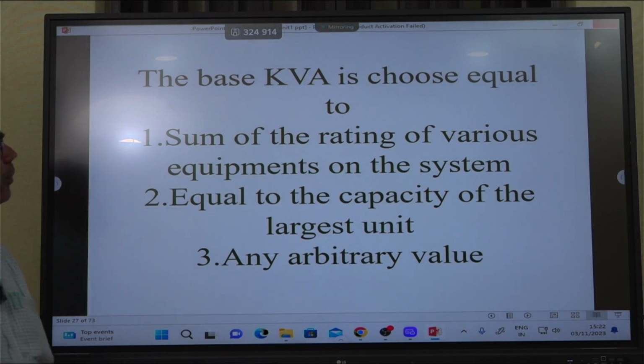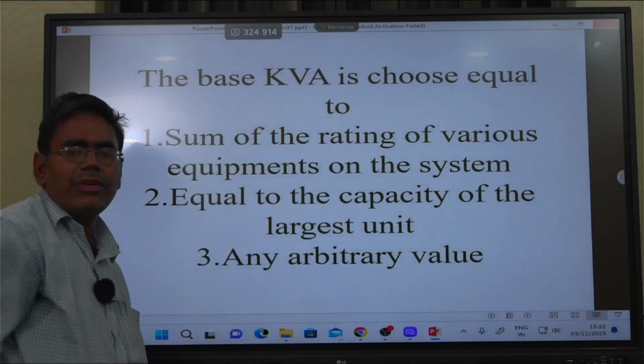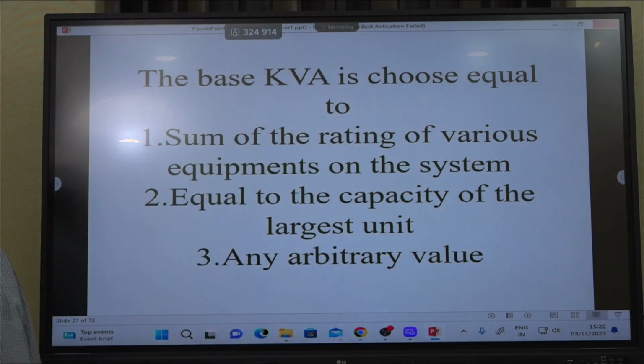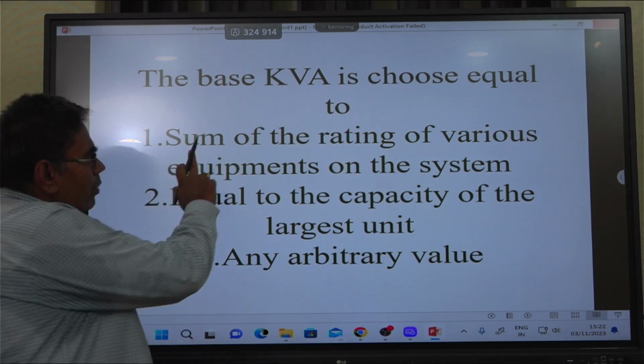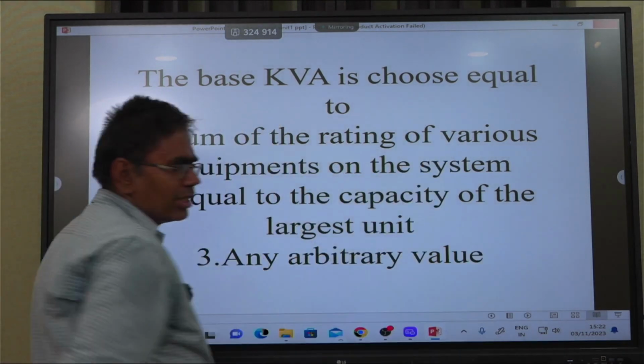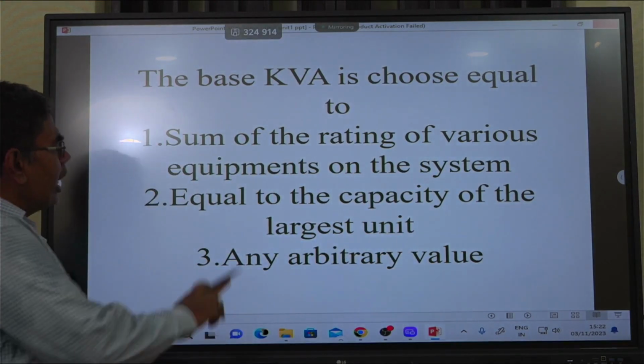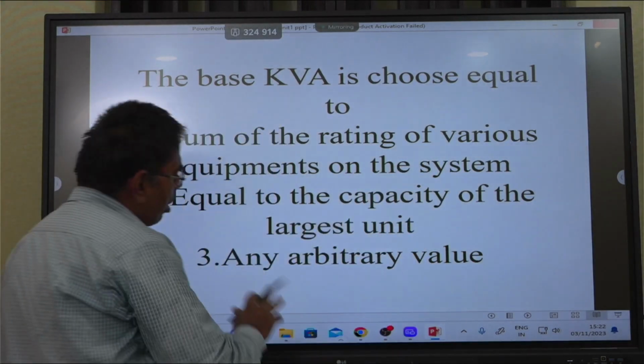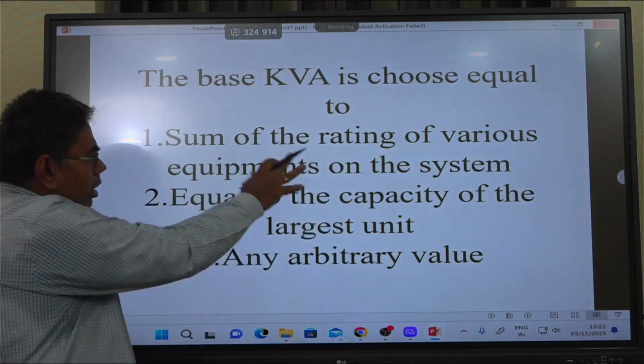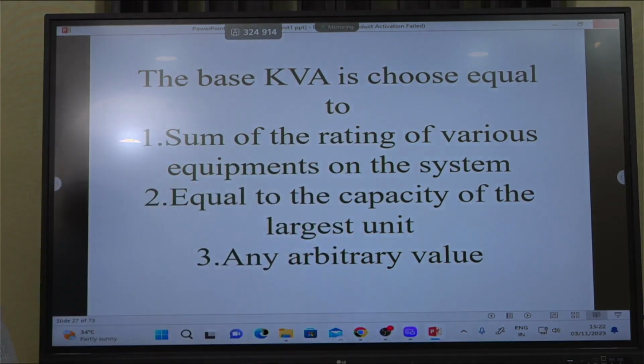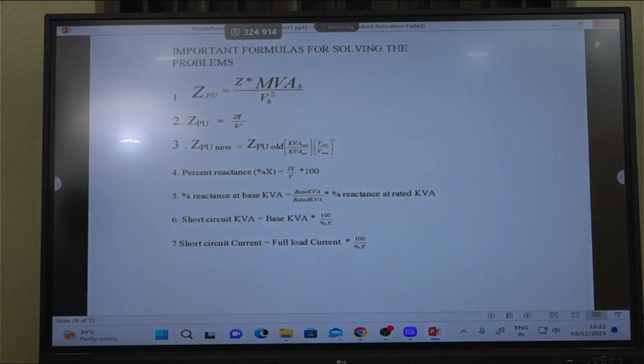The selection of base. Base kVA is selected in such a way that it equals the sum of the ratings of all the equipment, or the largest value of the equipment, or any arbitrary value. Normally, the base kVA is one of these three: one is the sum of the ratings of the various components of the system, the second is equal to the capacity of the largest unit, or any arbitrary value. We select any one of these three. Then the calculations are the same.